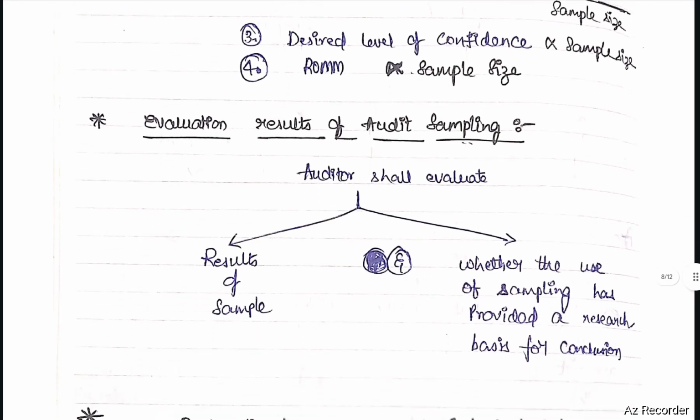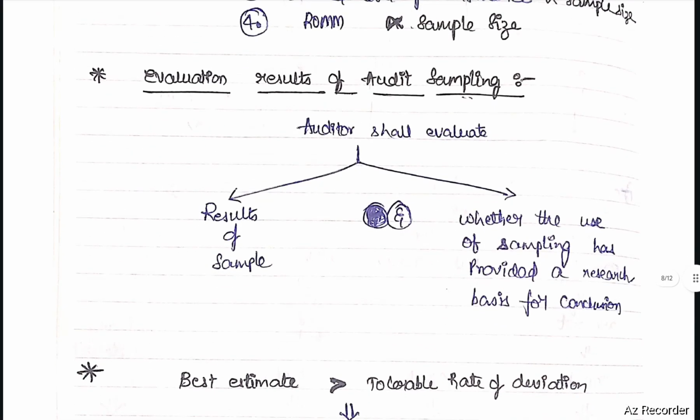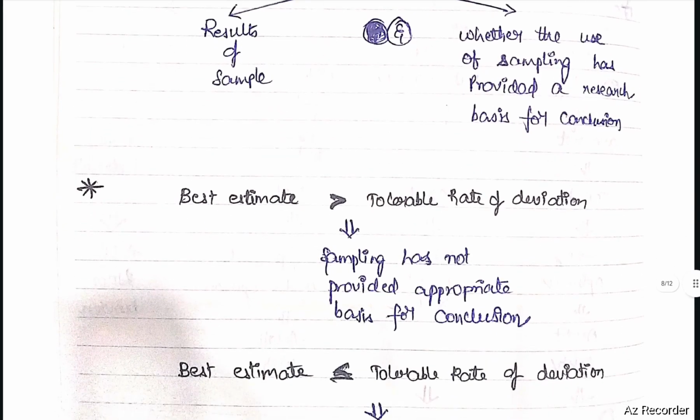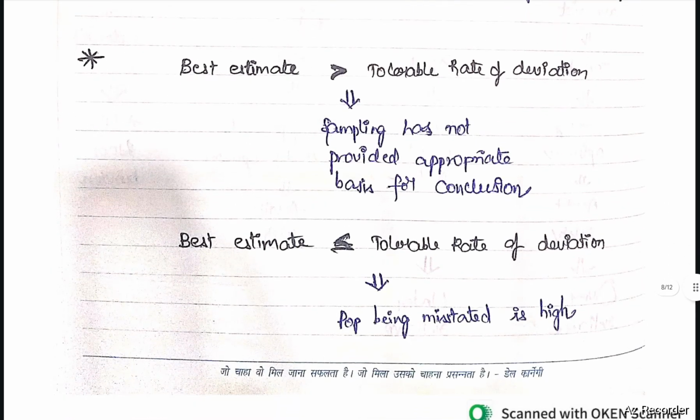Evaluation results of audit sampling. Auditors shall evaluate results of sampling and whether the use of sampling has provided a reasonable basis for conclusion. If best estimate is greater than tolerable rate of deviation, sampling has not provided an appropriate basis for conclusion. If best estimate is less than or equal to tolerable rate of deviation, then the population being misstated is high. That means misstatements in the population is high when best estimate is less than or equal to tolerable rate of deviation.